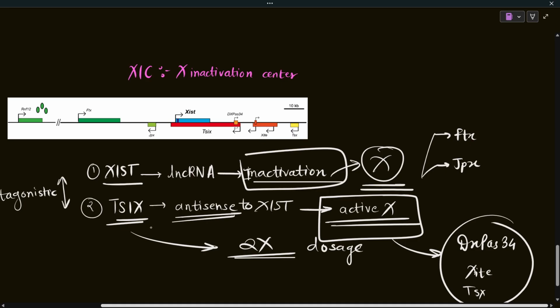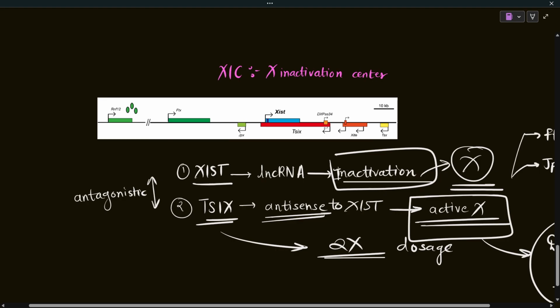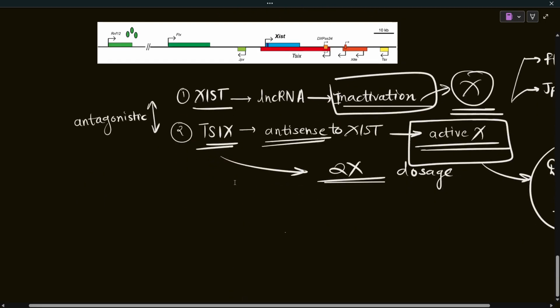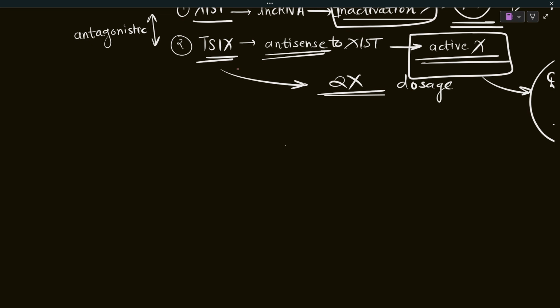So they are going to activate the T6, which is going to support the 2X dosage. So this is it about the X inactivation center. There's one more thing that I would like to add here. In the first class of X chromosome inactivation, we learned that the pluripotent cells are somehow linked with the 2X dosage. We learned that there is some correlation.